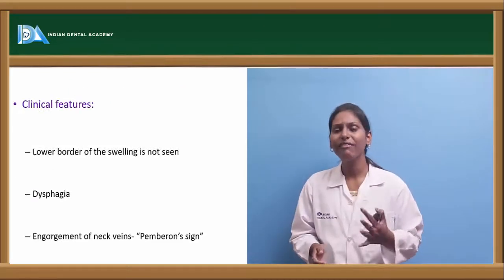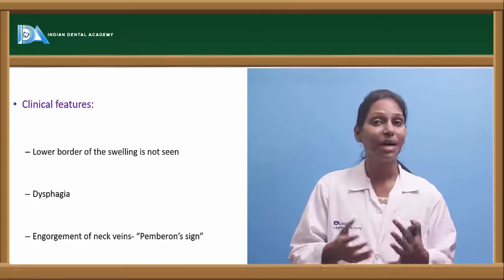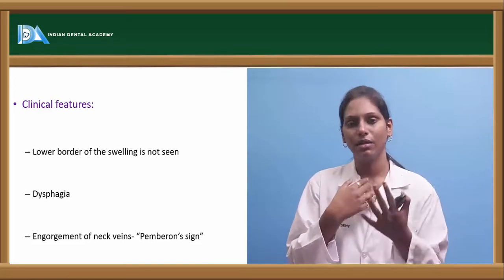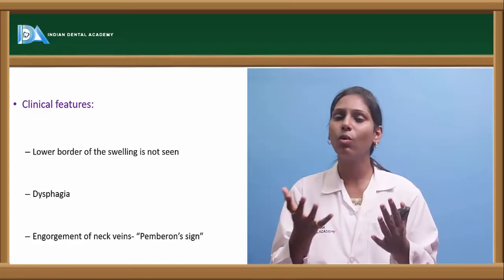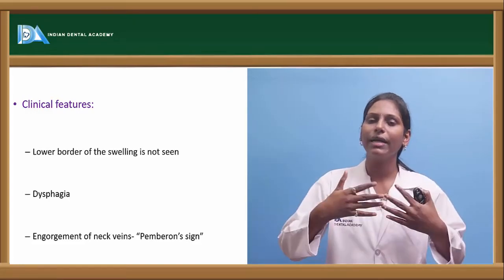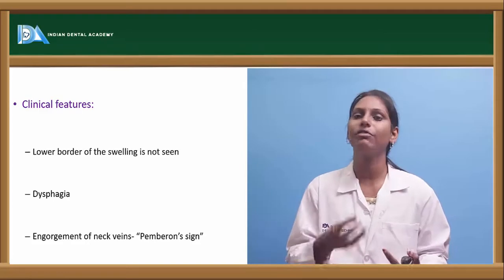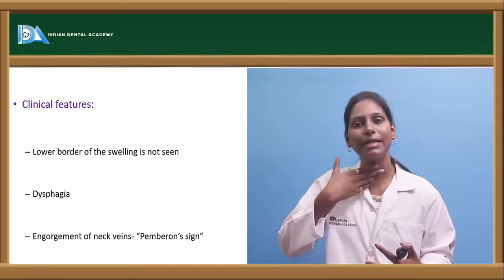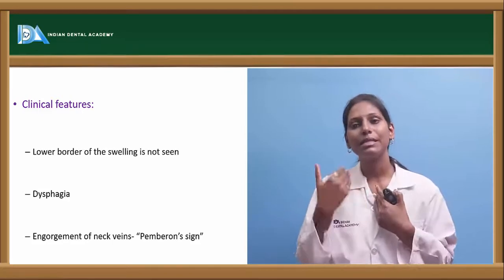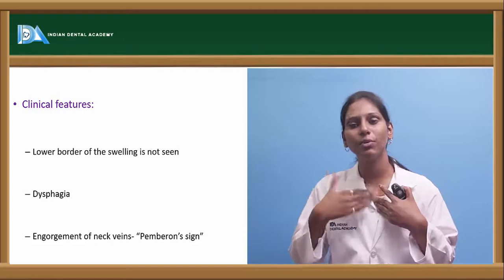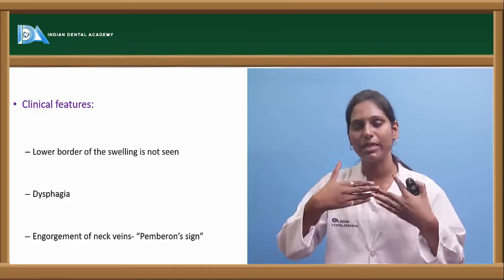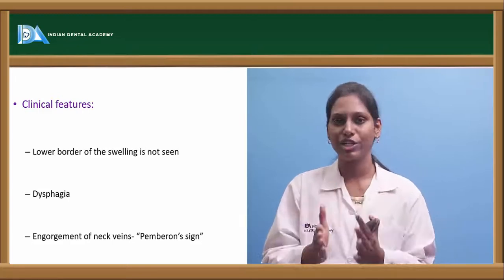Now, we have various clinical features for this retrosternal goiter. As I already told you, it is a lump present behind the sternum, right? Usually the lower border of the swelling is not seen. Because of the lesion being present retrosternally, it is a space occupying lesion. For example, if the lesion is present on the anterior part of your thyroid, the lesion grows outwardly. But here, because it is present behind the sternum, what happens? The sternum, the bony compartment, is not allowing an anterior enlargement. So it goes posteriorly.